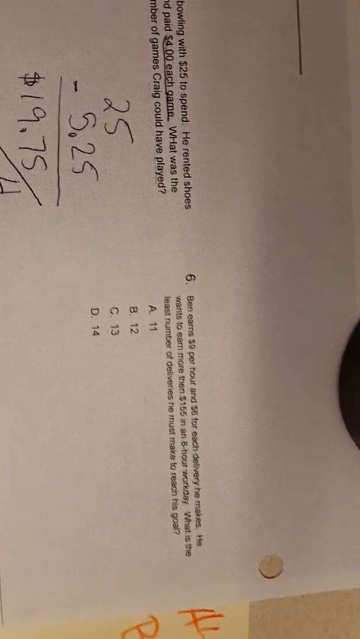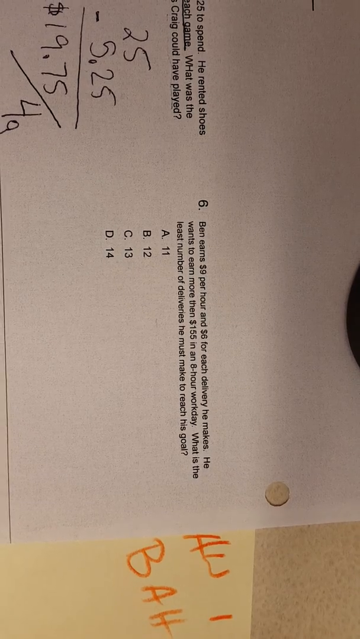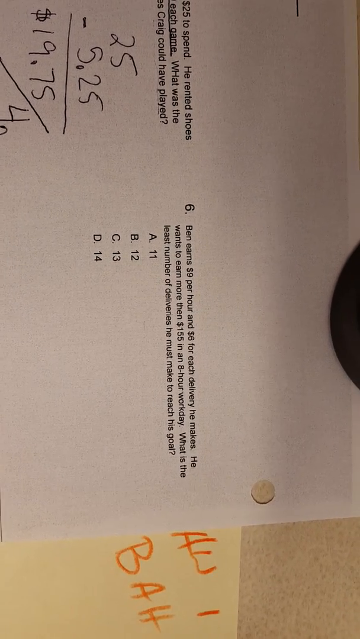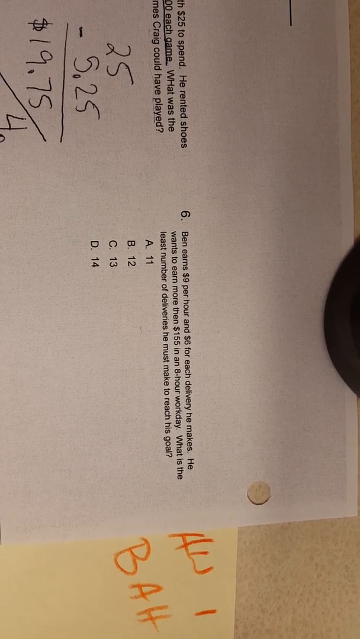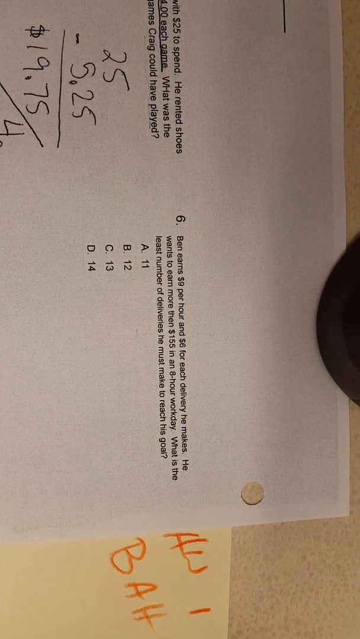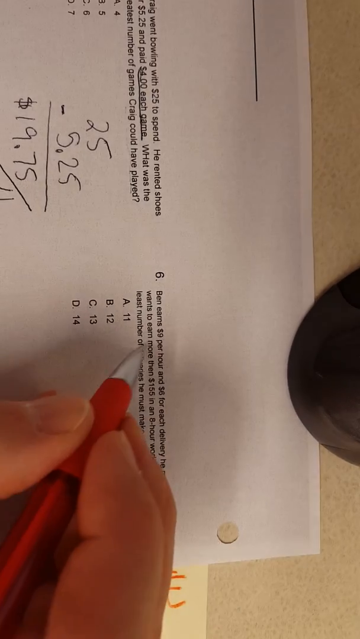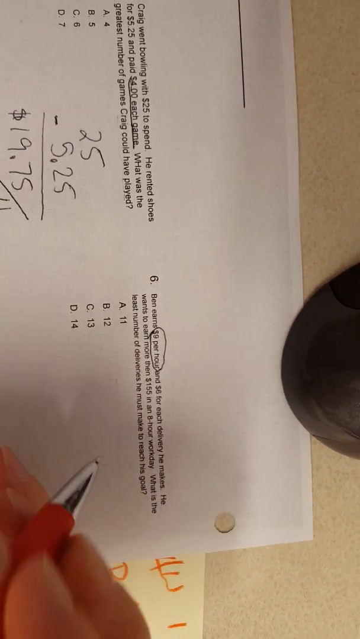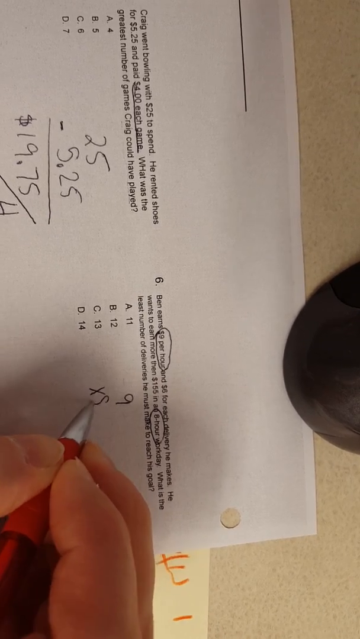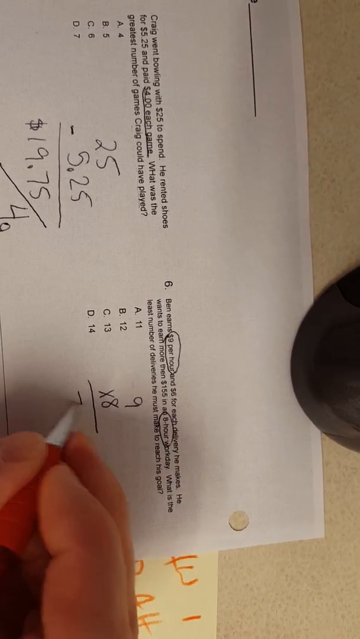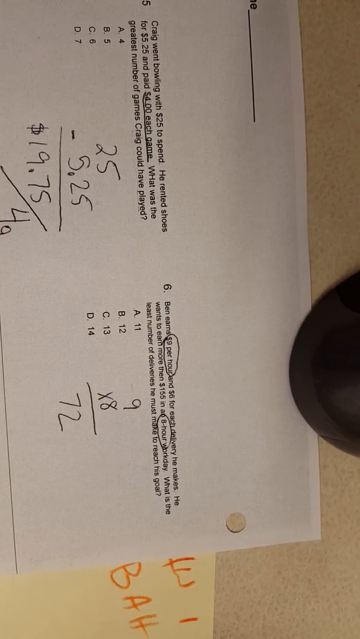Think logically. Ben earns $9 per hour and $6 for each delivery he makes. He wants to earn more than $155 in an 8-hour workday. What is the least number of deliveries he must make to reach his goal? So figure out, he's doing $9 an hour, he's working 8 hours. So first is 9 times 8. And I sure hope everyone realizes that's 72.